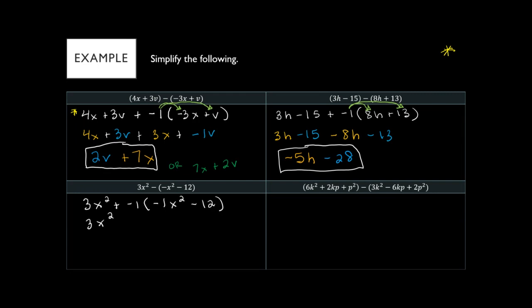So I have my 3x squared, but I need to do my distributing first. So a -1 times a -1x squared. That's going to give me a positive 1x squared. The negative times the negative is a positive. Then the -1 times the -12. Again, a negative times a negative is a positive, so that becomes a positive 12. So notice that the signs changed.